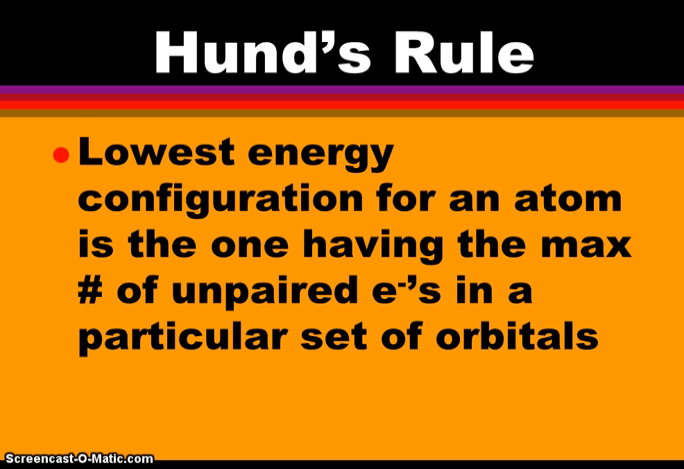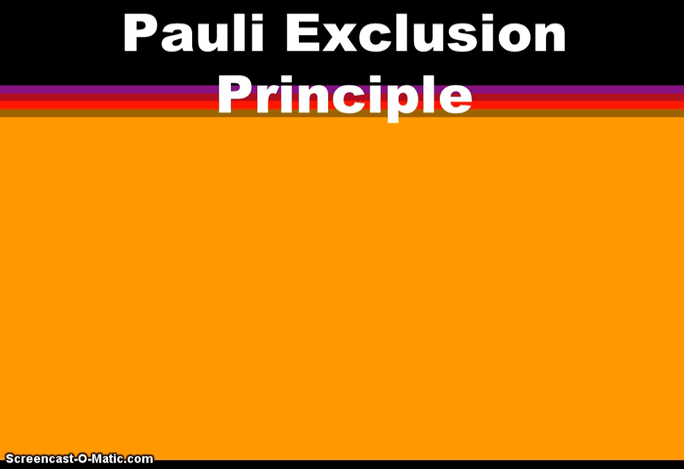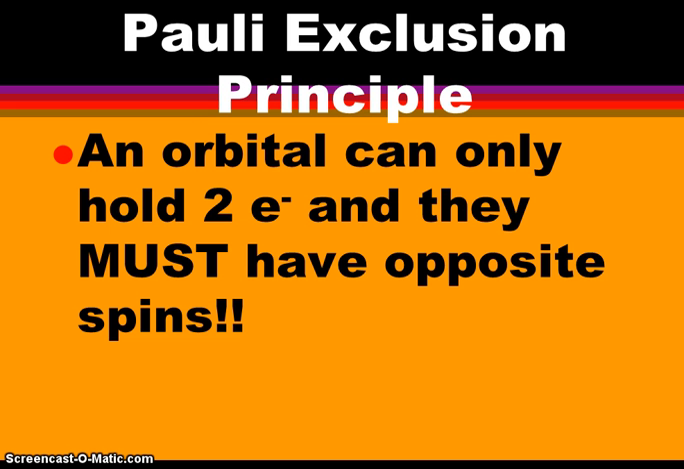Now we have what's referred to as Hund's Rule. Hund's Rule says the lowest energy configuration for an atom is the one having the maximum number of unpaired electrons in a particular set of orbitals. And we have what's called the Pauli exclusion principle, and it states that an orbital can only hold 2 electrons. And these electrons must be spinning in opposite directions within the orbital because they will be repelling each other.